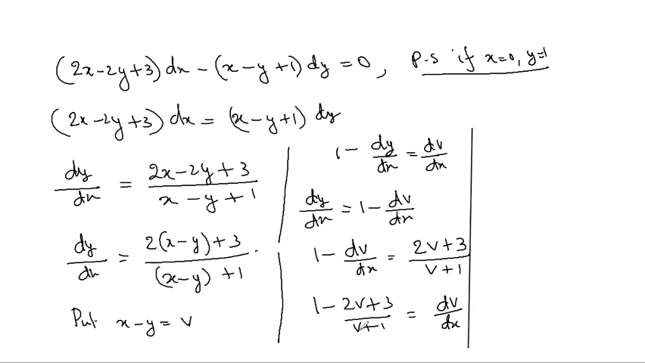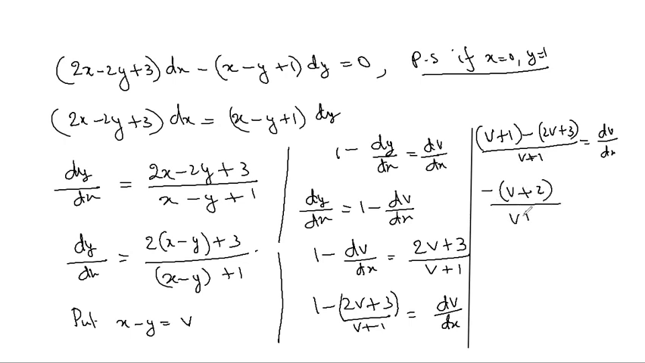When you take LCM, v plus 1, be careful here. This has got a bracket. So (v plus 1) minus (2v plus 3) upon (v plus 1) is dv by dx. So what do you get? Minus of (v plus 2) upon (v plus 1). Check whether it is okay.